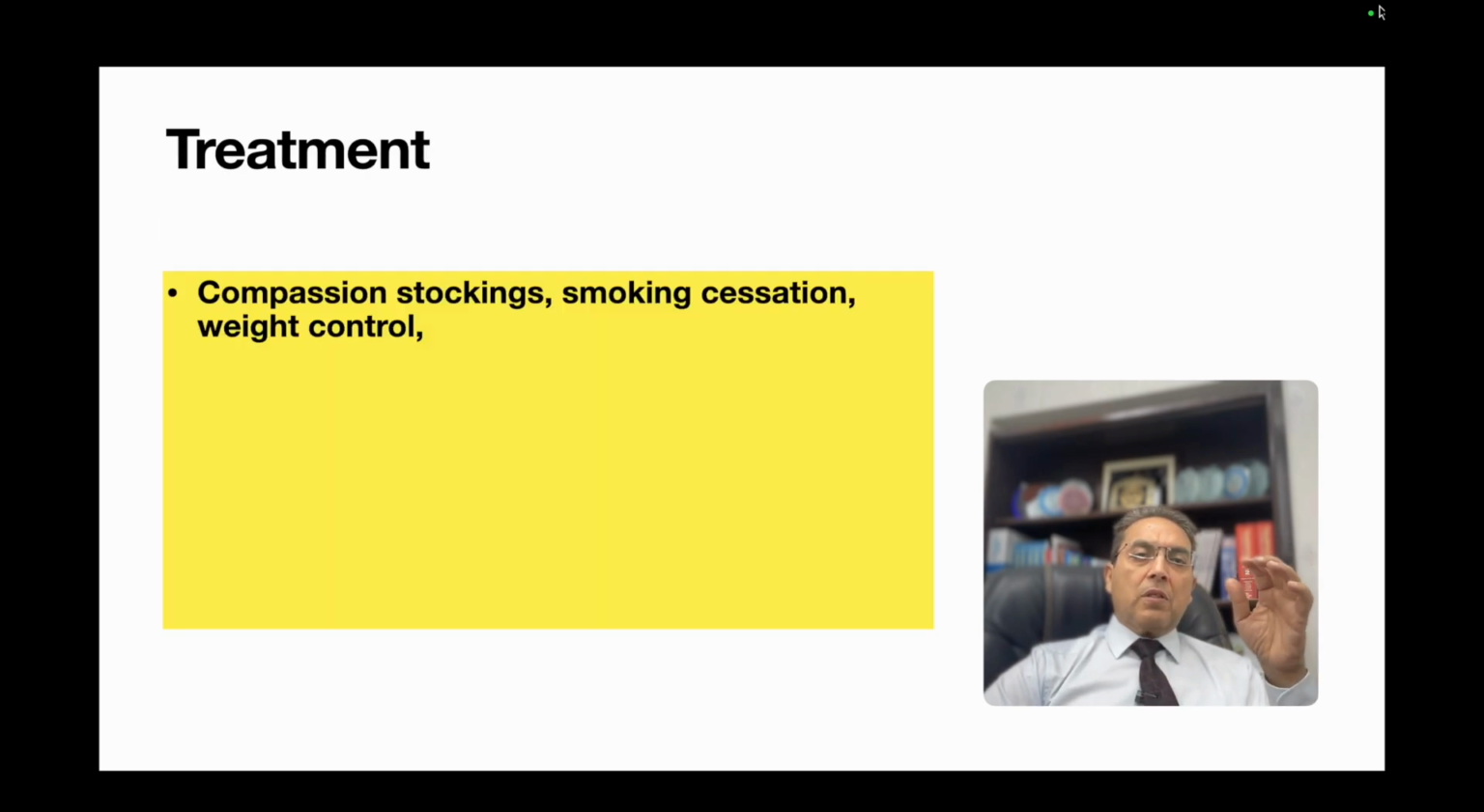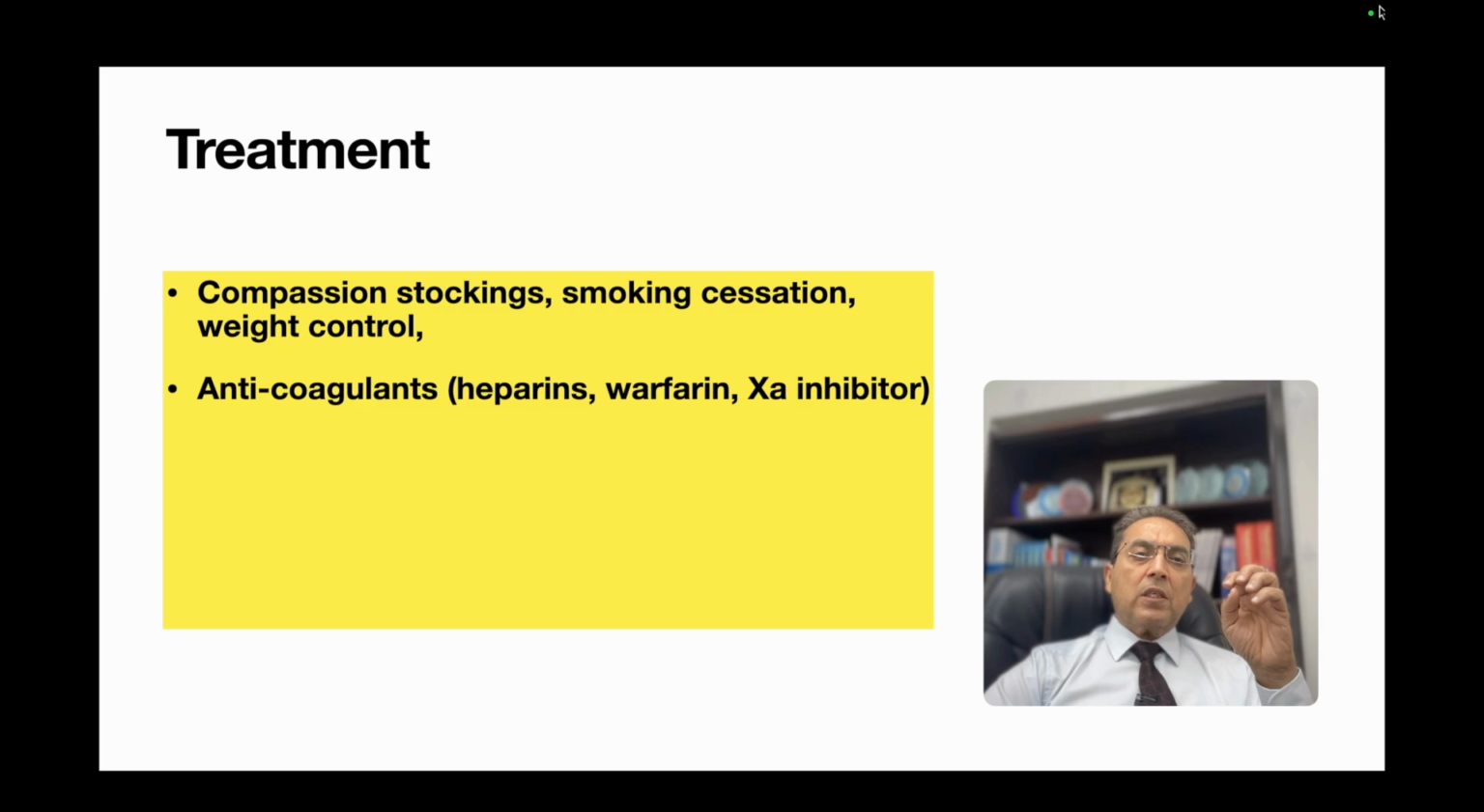Then how to treat. Compression stockings, particularly in the lower limbs, smoking cessation helps, weight control, lifestyle changes. You may use anticoagulants in acute cases, or sometimes in the beginning of the pregnancy we use heparins. Then we can use warfarin and factor 10A inhibitors. So in valvular diseases which produce thrombosis, we use warfarin. Otherwise, 10A inhibitors are pretty good drugs.